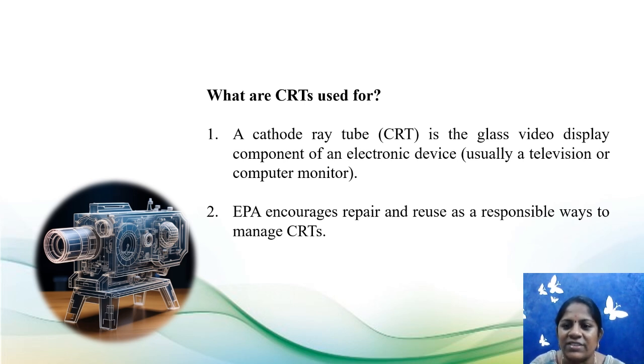A cathode ray tube is a glass video display component of an electronic device, usually a television or a computer monitor. The EPA encourages repair and reuse as responsible ways to manage cathode ray tubes.